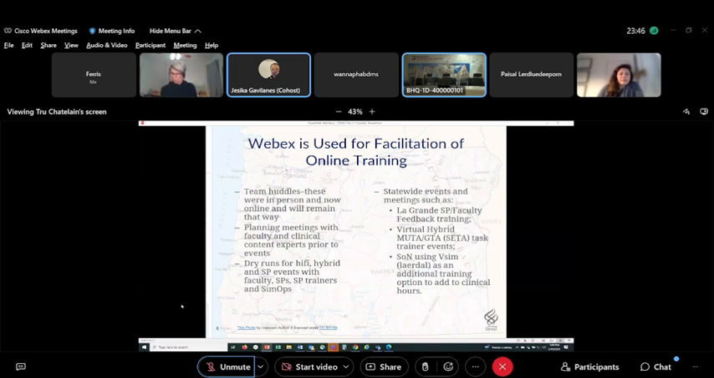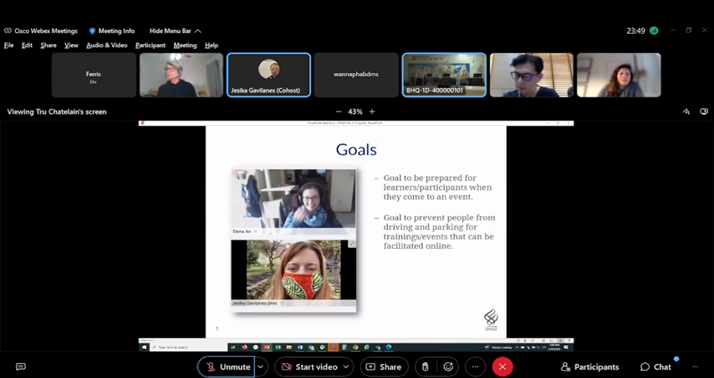Next slide. Some of our goals with our online program are to be prepared for our learners and participants when they're going to be coming to an event, or if the event is online. Clearly, using an online platform can be beneficial because it helps people to not need to be driving, parking, getting through traffic. Maybe traffic is a little worse in Bangkok, but we still do have traffic situations in Portland. And so we do that as being good stewards of our time and resources.